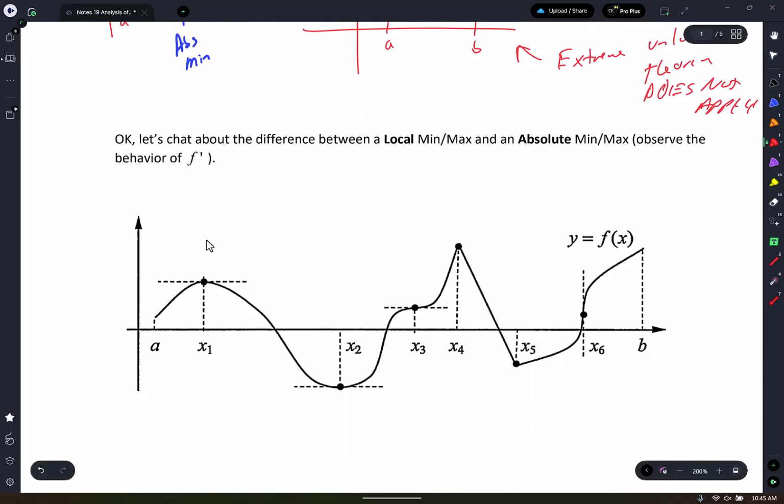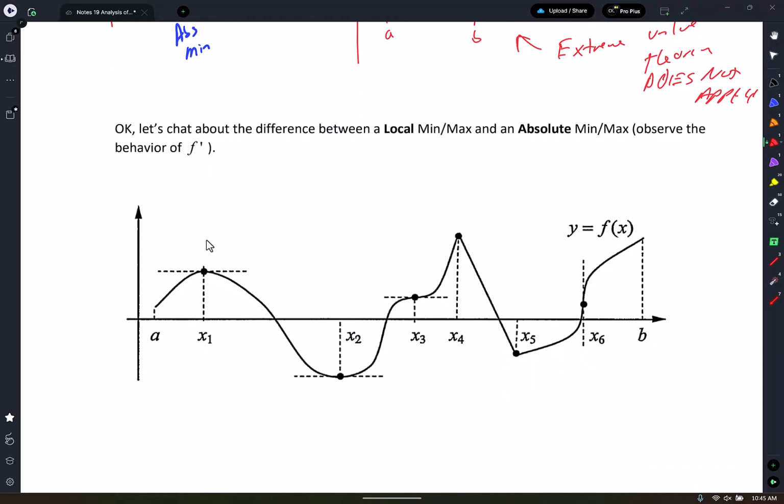Yes. All right. That's what we're going to get to right here. Let's chat about the difference between local min max and absolute min max. Local and the word relative are interchangeable.